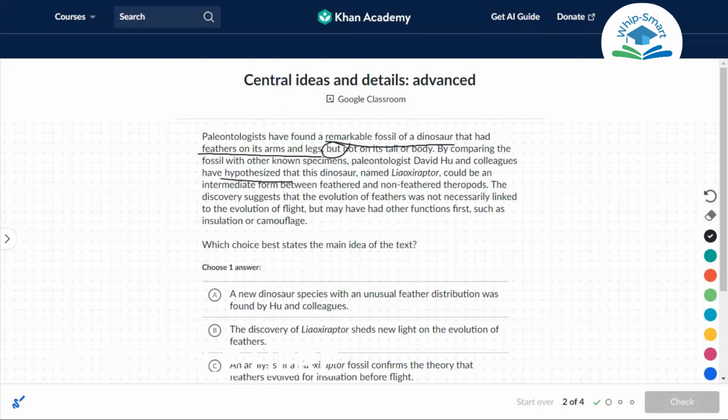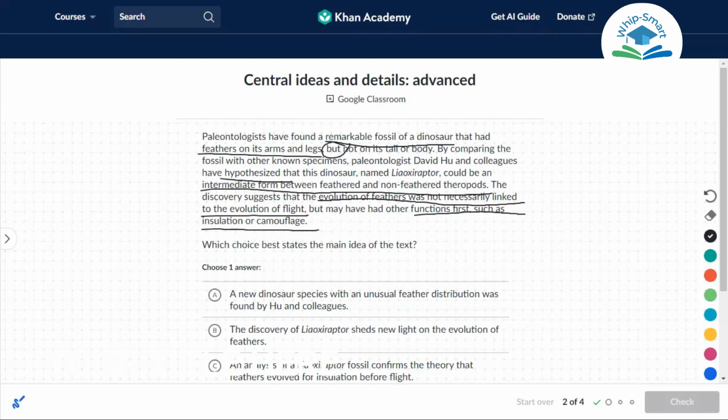By comparing the fossil with other known specimens, paleontologists and colleagues have hypothesized. Hypothesized means that they predicted, made a conclusion, that this dinosaur could be an intermediate form between feathered and non-feathered theropods. So they found some fossil and they reached a hypothesis. The discovery suggests that the evolution of feathers was not necessarily linked to the evolution of flight, but may have had other functions first, such as insulation or camouflage.